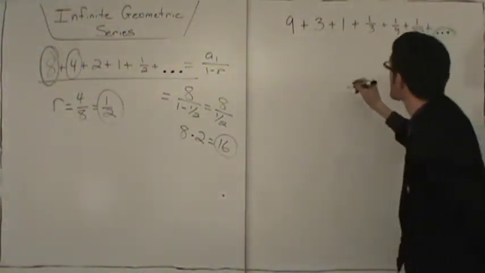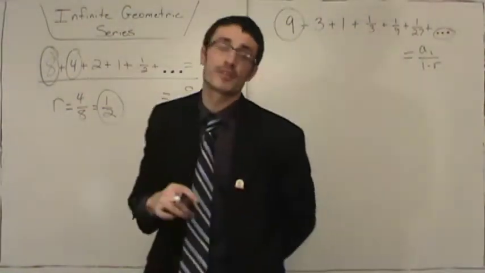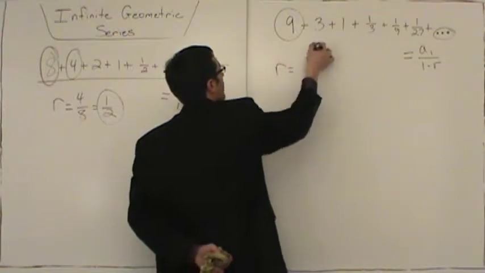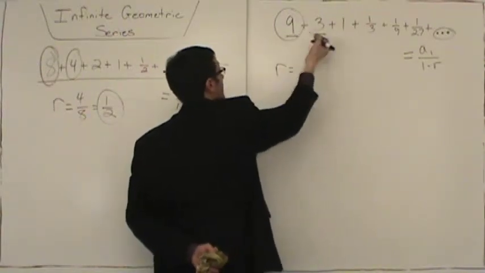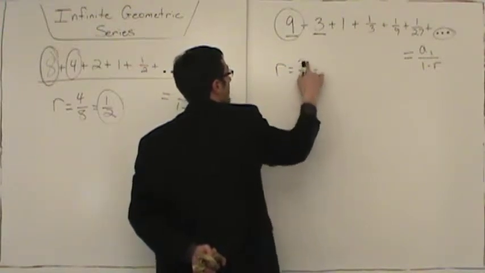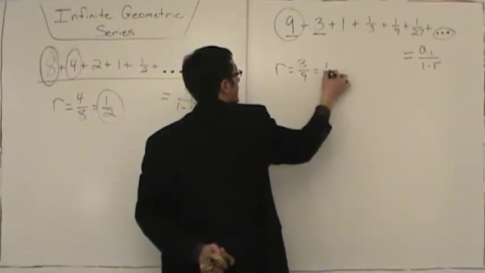Now, we need to know two things. We need to know our first value, which is what? First value, which is 9, and we need to know our r value. And how do we find r? We take what? The second number divide what? The first number. So we take 3 divided by what? 3 divided by 9 and reduce the fraction. 3 over 9 is what? 3 over 9 is 1/3.